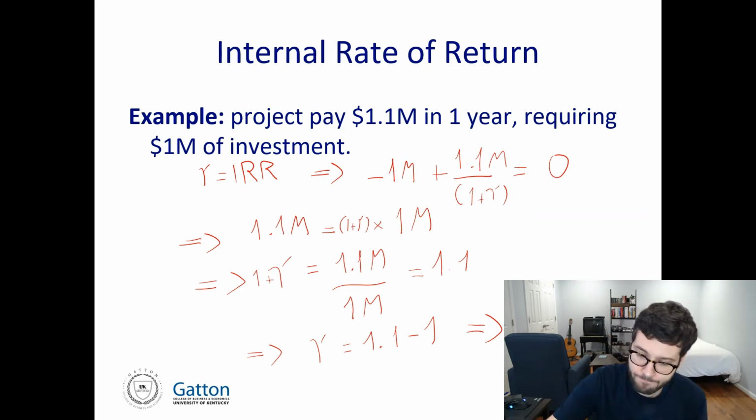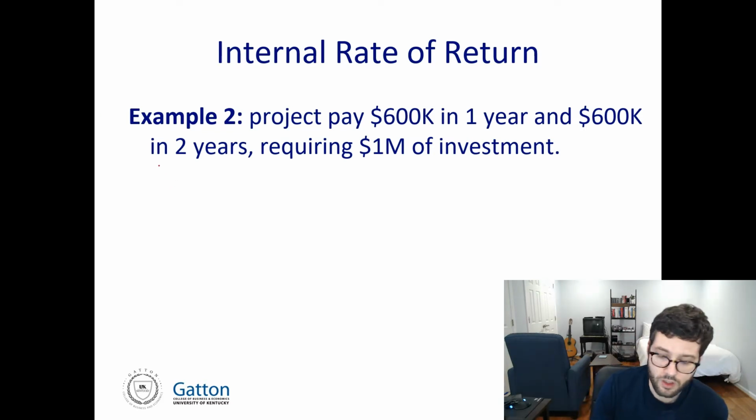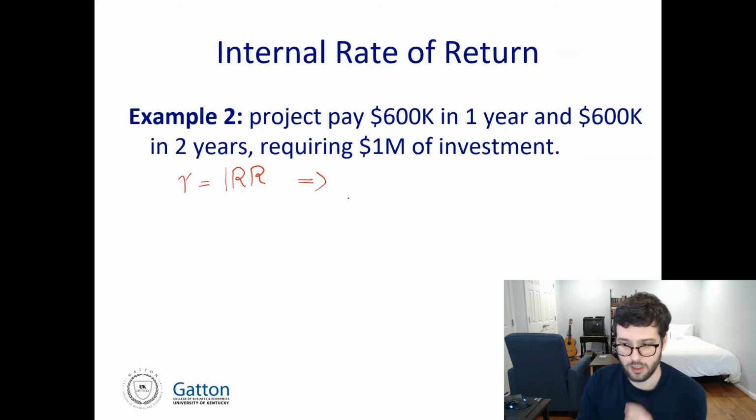Another example, a little bit more realistic. So let's say that you have a project that is going to pay $600,000 in 1 year and an additional $600,000 in 2 years. And this project requires an initial funding of $1 million. What would be the internal rate of return of this project? So, again, if R, a hypothetical R, is equal to the internal rate of return, this is going to imply that the NPV of the project is 0.